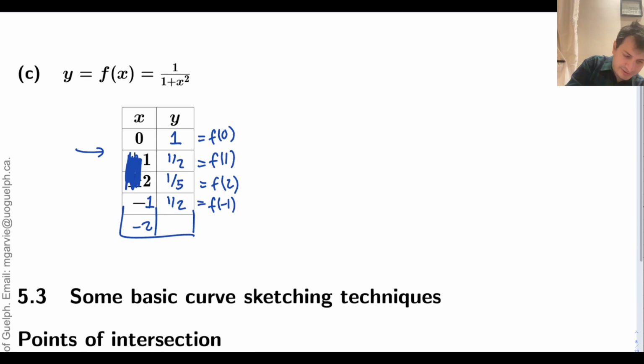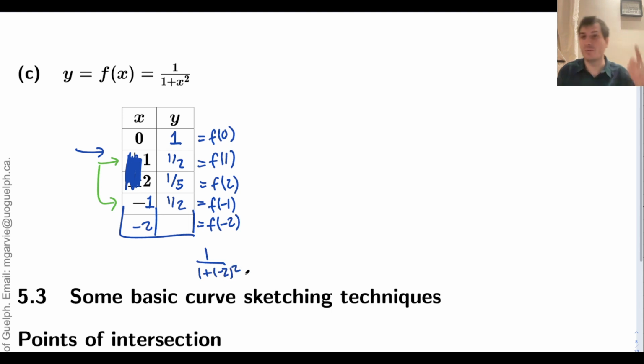And that is why the table was set up the way it was. These two numbers happen to be the same, and so you can save a row on your table by putting them in the same thing. I think it's a little more clear to have them separated out. So here we go. F of -2, same idea. 1 over 1 plus -2 squared. 1 plus 4 is 5, 1/5.